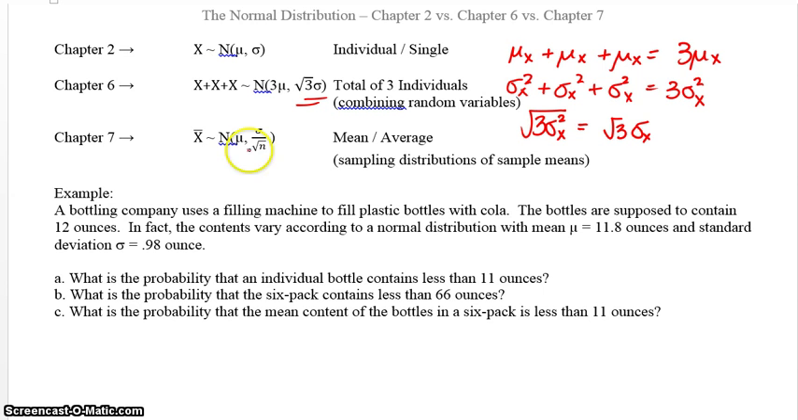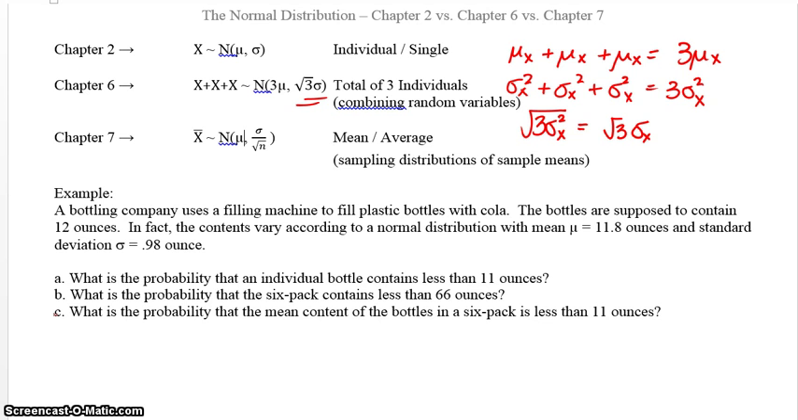And then in Chapter 7, we said that the mean of a sampling distribution of sample means, the average of that, is going to be the same as the population mean, and the standard deviation is going to be sigma over square root of n, the population standard deviation divided by the square root of n. So let's apply this combined information to this problem here.